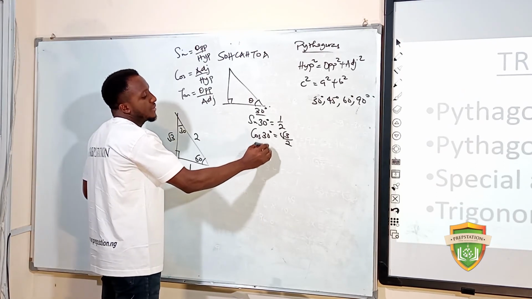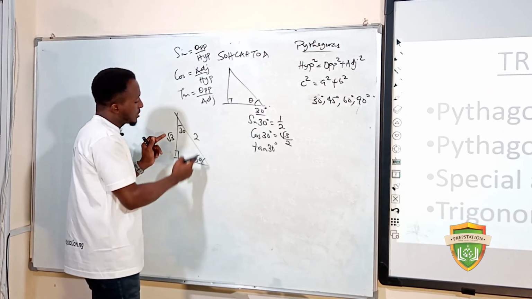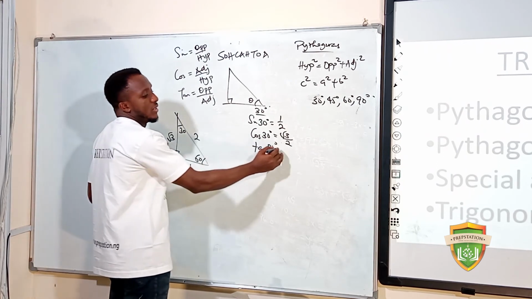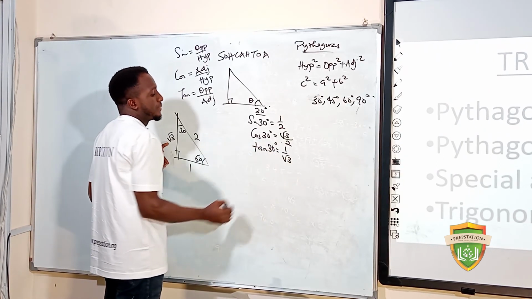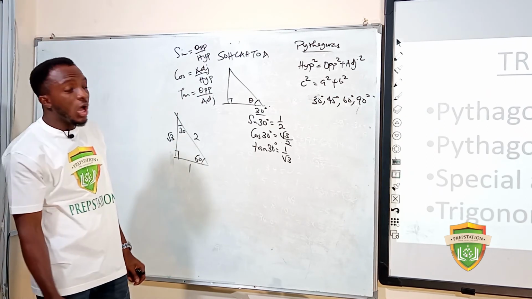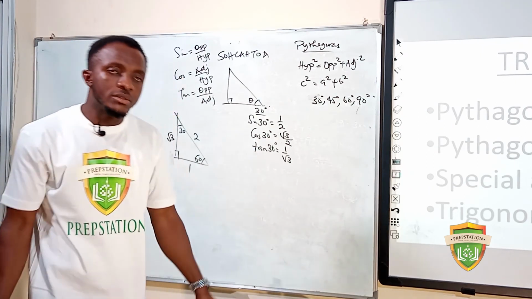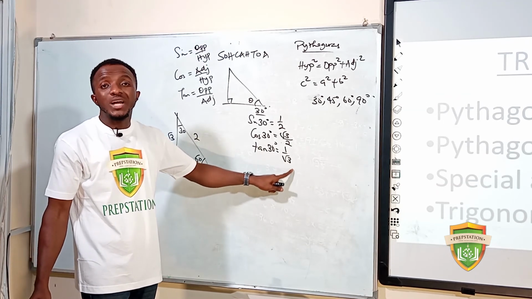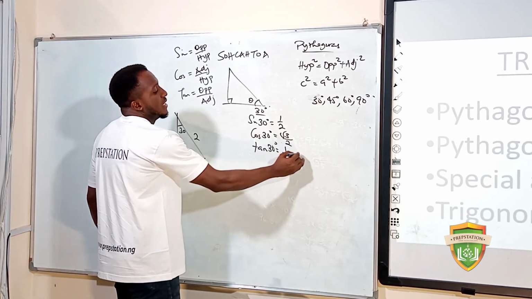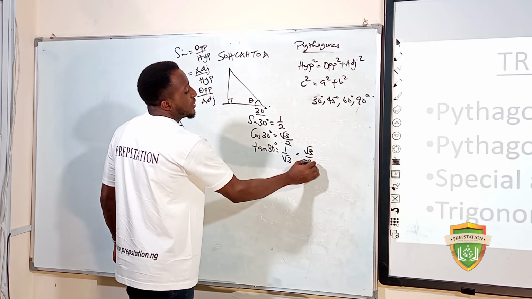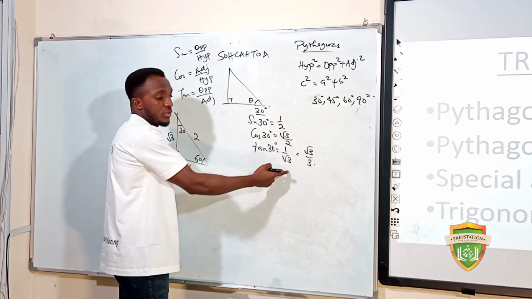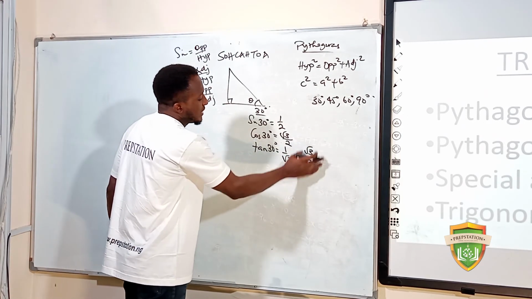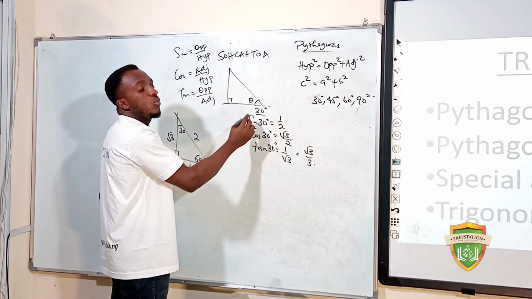Now, tan 30 is opposite over adjacent, which is 1 over root 3. You see this? But in surds, you do not leave a surd as the denominator. So you just do what we call rationalize. If you rationalize, this would give you root 3 over 3. If you punch this in your calculator, it still gives you the answer, but you leave it like this. Now that is that. Special angle, 30 degrees.